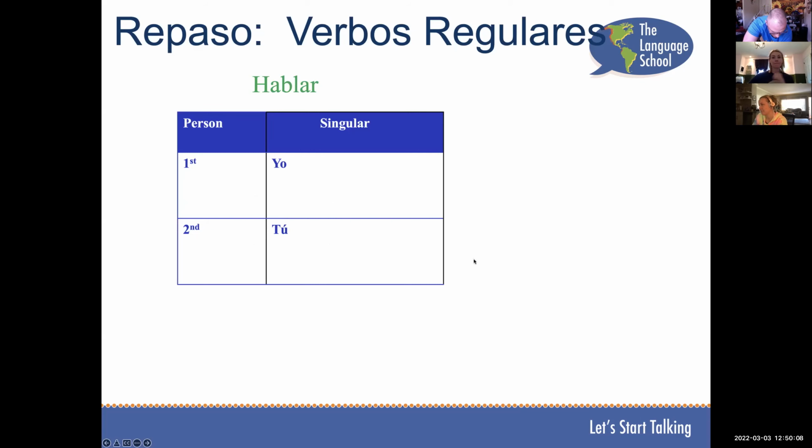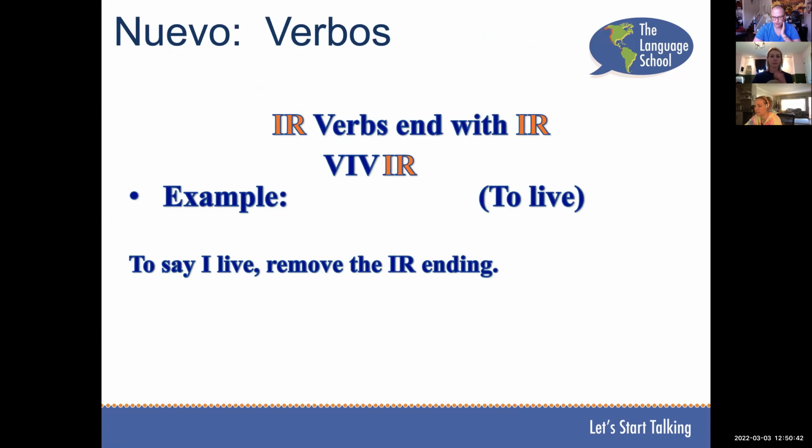All right, let's review our verbs. Hablar. Yo hablo, tú hablas. Caminar. Yo camino, tú caminas. Correr. Yo corro, tú corres. Good. By the way, if you're not sure what one of these means, please let me know, okay? Aprender. Yo aprendo, tú aprendes. Good. So that's a quick little review of our AR and our ER verbs.